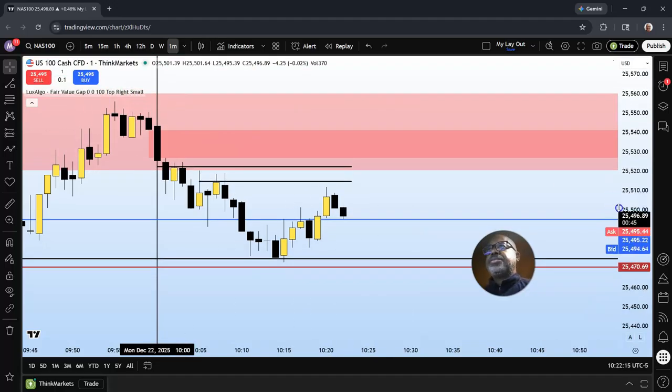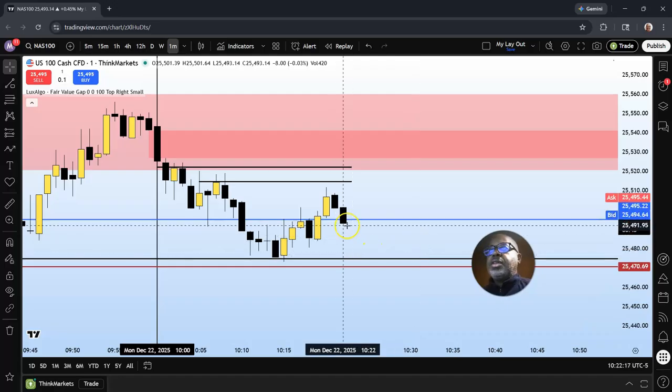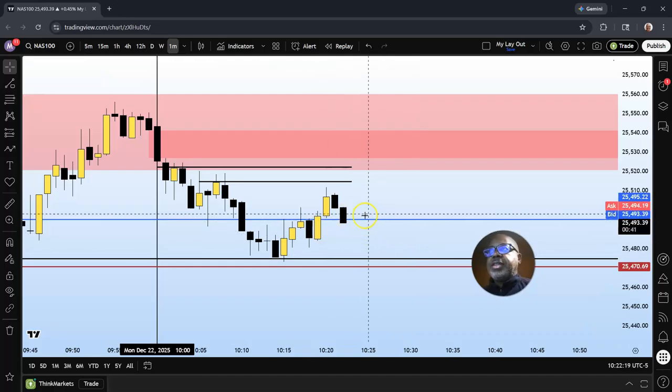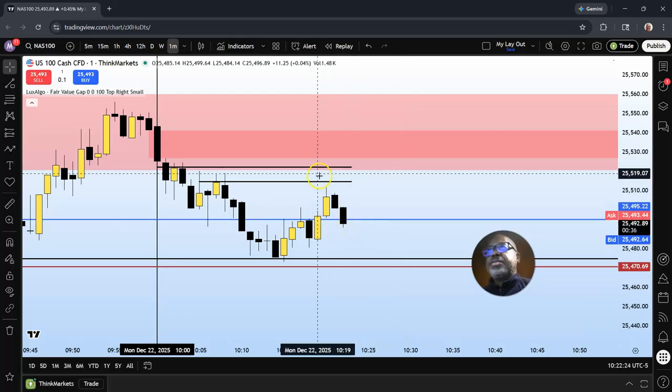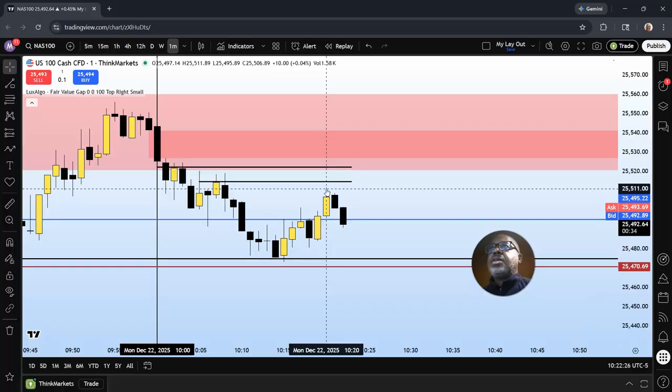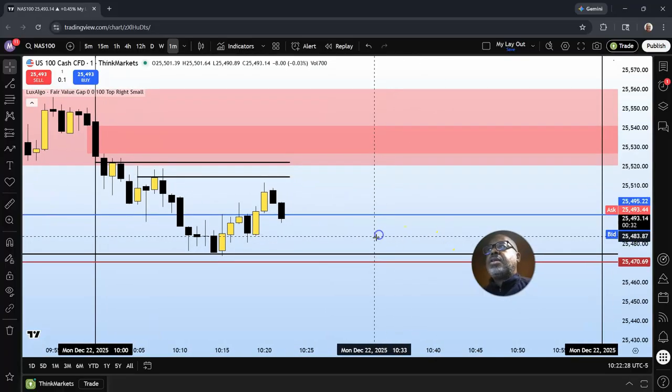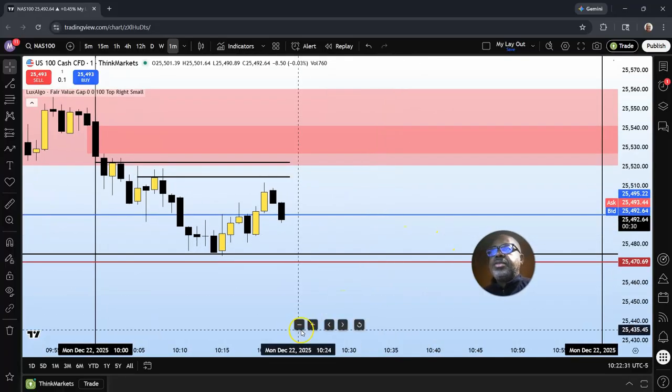Let's see. Okay, so the fair value gap has disappeared because it broke through it itself. Okay, so it's 10:22.